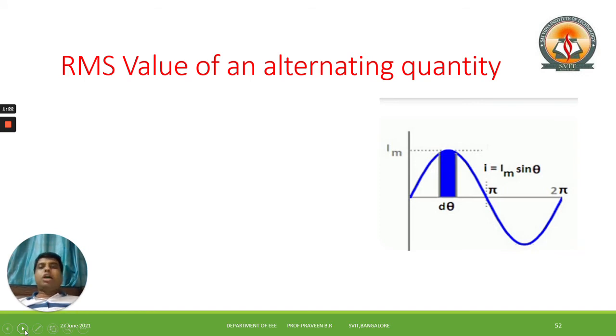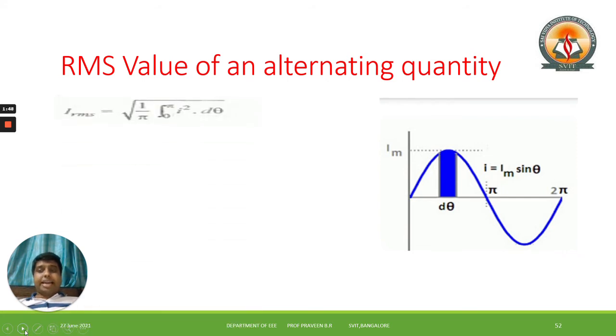So all of you know, if i is Im sin theta, the square of the current is i squared equals Im squared sin squared theta. We can write cos 2 theta as 1 minus 2 sin squared theta. So 2 sin squared theta is 1 minus cos 2 theta. So sin squared theta is (1 minus cos 2 theta) divided by 2.